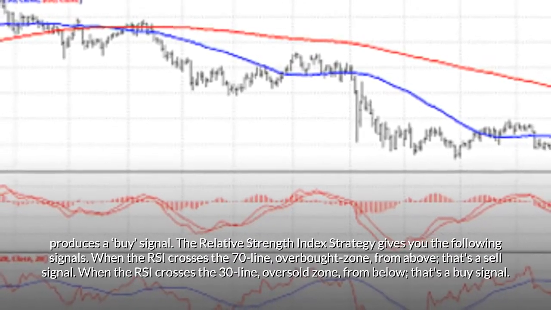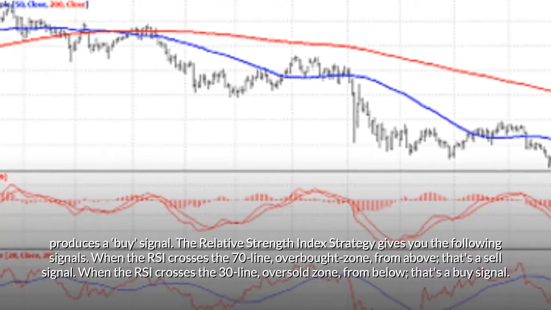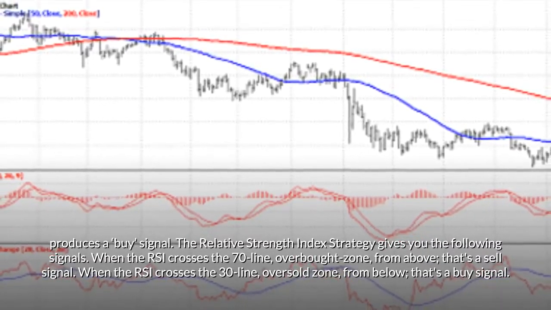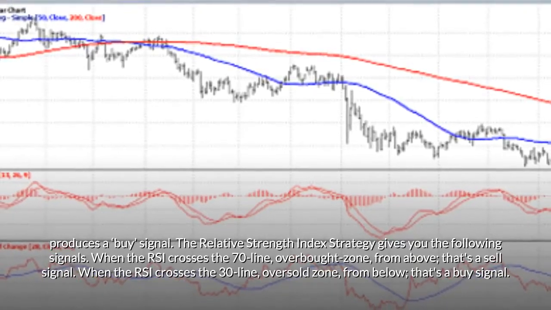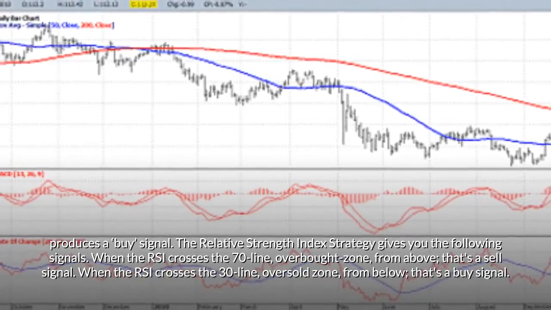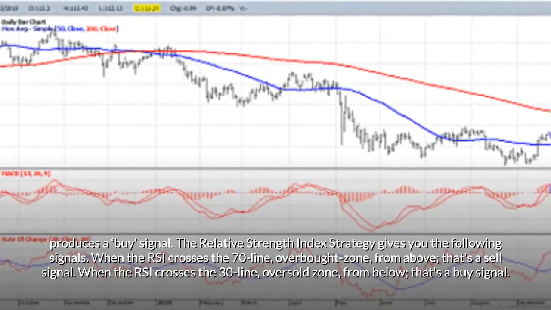The Relative Strength Index strategy gives you the following signals. When the RSI crosses the 70-line, overbought zone, from above, that's a sell signal. When the RSI crosses the 30-line, oversold zone, from below, that's a buy signal.